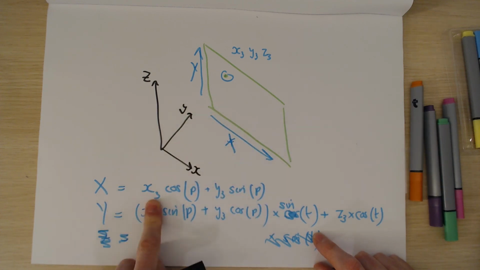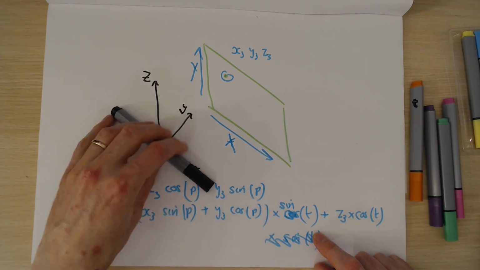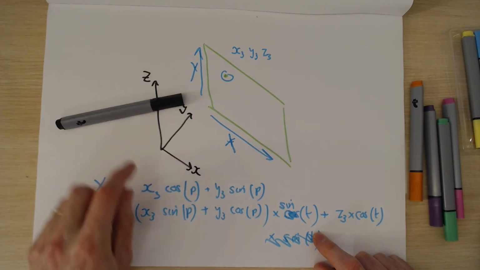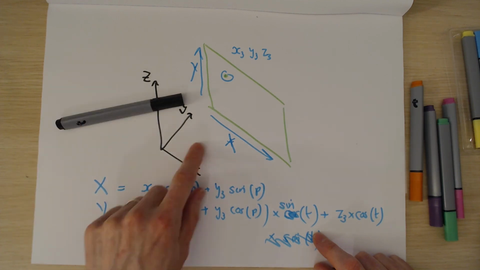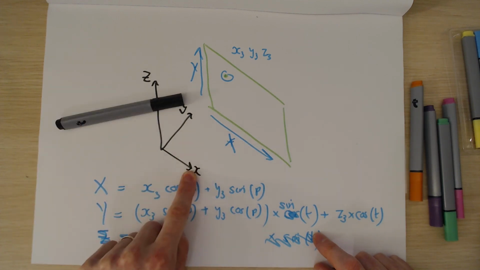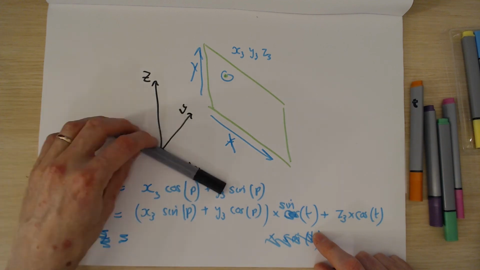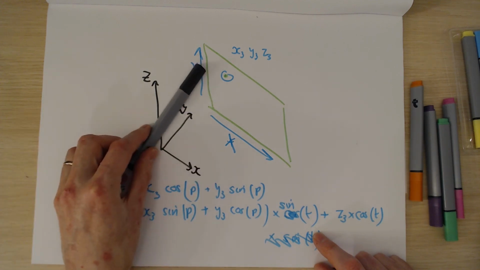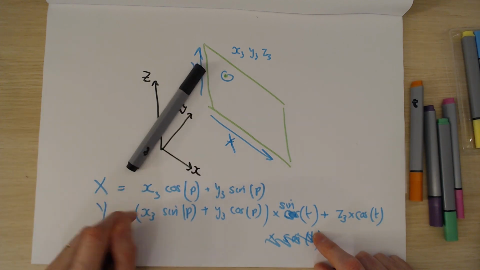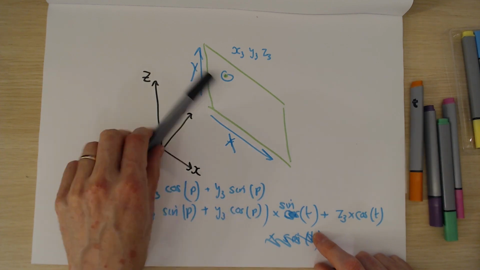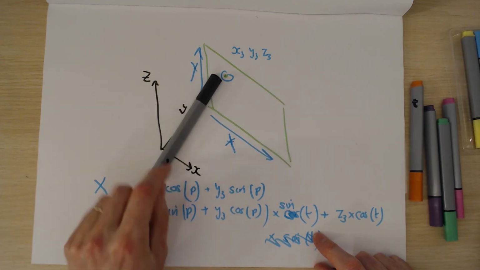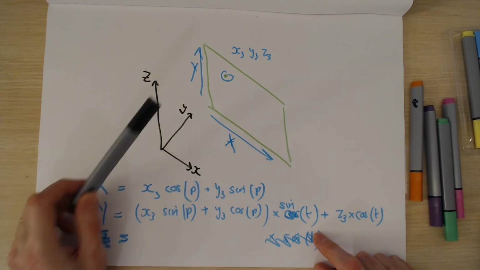So x is actually equal to x3 cos p, cos the pan. So if you're not panning, you're looking straight along the x-axis. So the value of x is actually the value of x. Plus y3 sine p. So if you're pointing this way, if you're panned 90 degrees, then it'll all be y. So if we turn that round there, the value of x will actually be the y value.